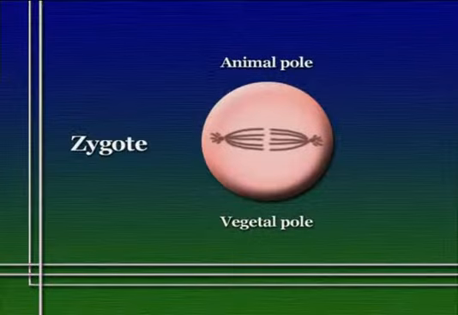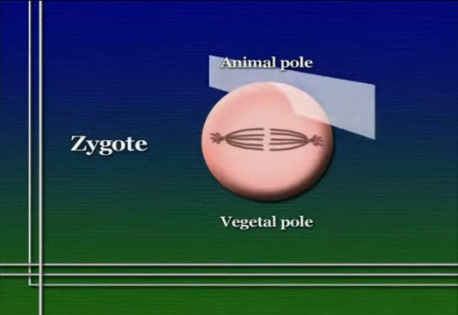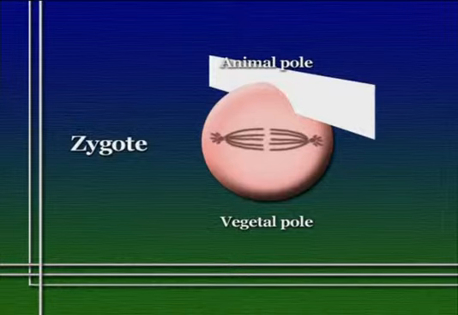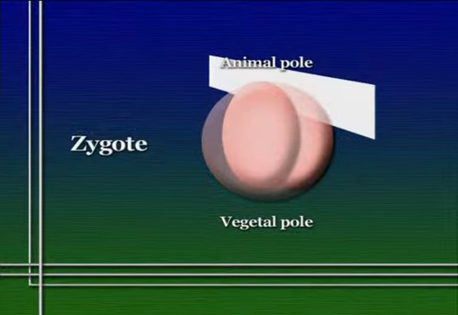The very first division that takes the zygote from one cell to two cells occurs along what would be a longitudinal axis of that cell. That is, if we think of it as a globe, it would be like a line of longitude running around the axis from north to south pole.